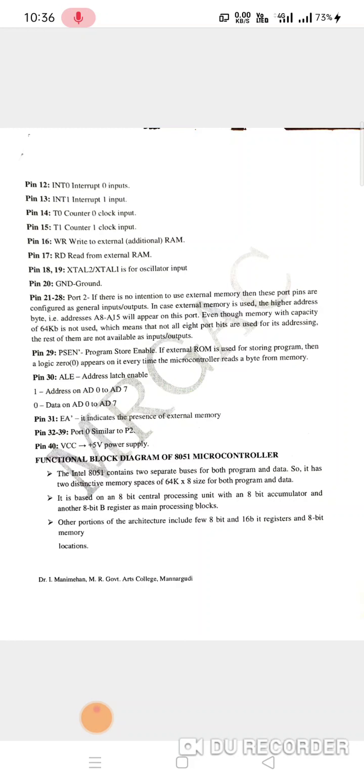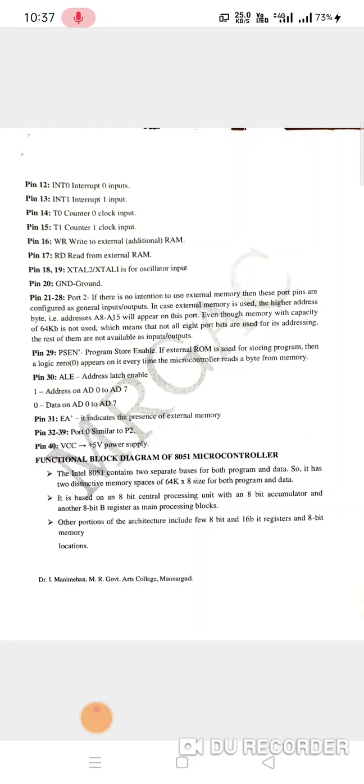Pin 18 and pin 19 are XTAL2 and XTAL1, for the oscillator input. It generates the clock cycle. It generates the clock signal. It is used for generating the clock input. Okay. It is the oscillator input. To that input a crystal oscillator is connected. That's why it generates the clock pulses. Pin number 20 is ground, that is GND.